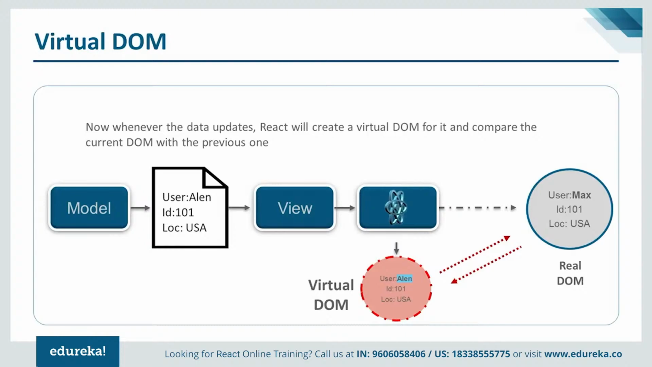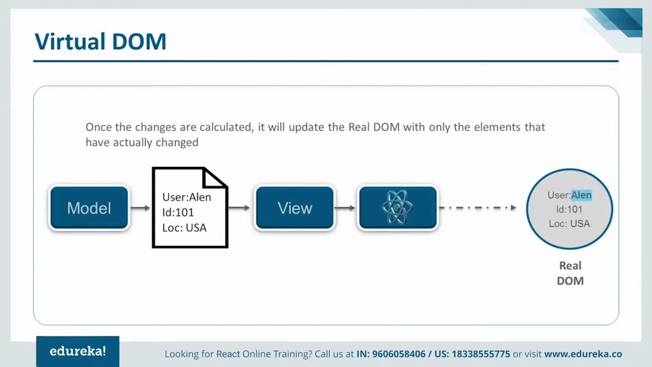This means the process happens much faster. Once the changes are calculated, it will update the real DOM with only the elements that have actually changed. This happens through a process called the diff and patch algorithm. Diff is used to determine the differences, and patch is used to apply the changes to the real DOM for only the elements which have changed.